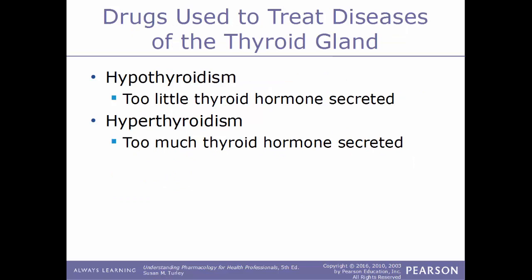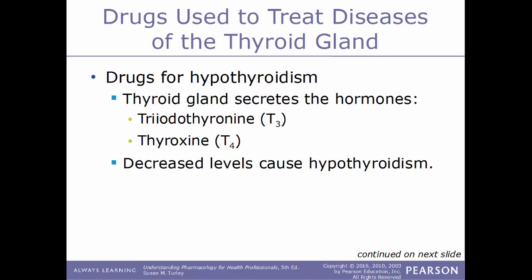Alright, now we'll move into drugs that are used to treat diseases of the thyroid gland. Some common conditions regarding the thyroid gland would be hypothyroidism and hyperthyroidism. In hypothyroidism, there's too little thyroid hormone being secreted. The opposite is true for hyperthyroidism, where there's too much thyroid hormone being secreted. Alright, we're talking about drugs that would treat hypothyroidism.